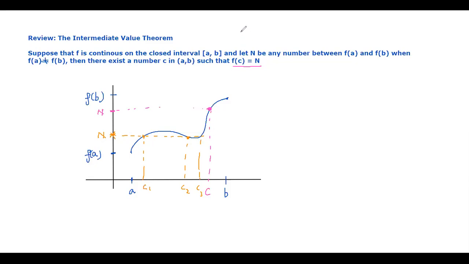Like I said, it's kind of common sense. If you give me a number n here, I will be able to find a value c inside the interval such that f of c equals n. That's basically the brief review of the intermediate value theorem.